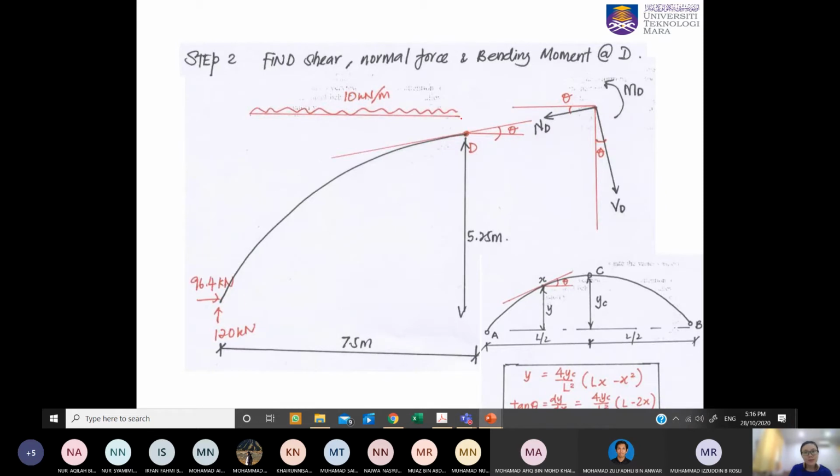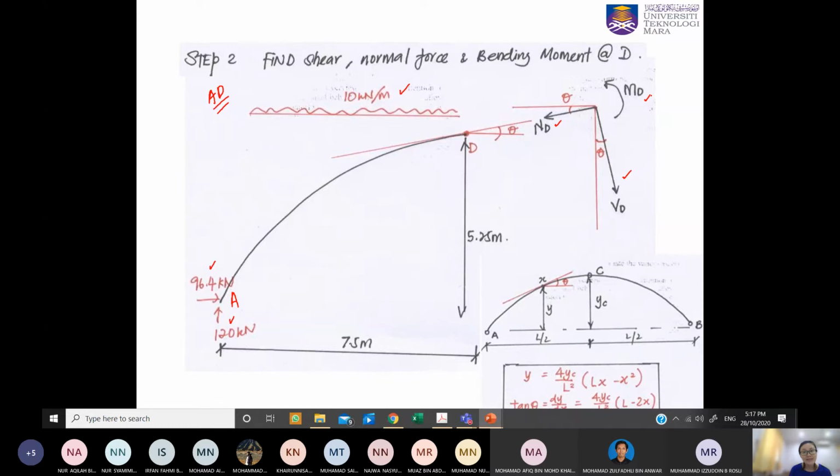When we cut the section at point D, it means that you are considering section AD. When you are considering section AD, you need to put in all the forces in the system in this section. So don't forget about the external load, 10 kilonewton per meter, your support reactions AY and AX, and also your internal forces, the ND, the VD, and the bending moment.